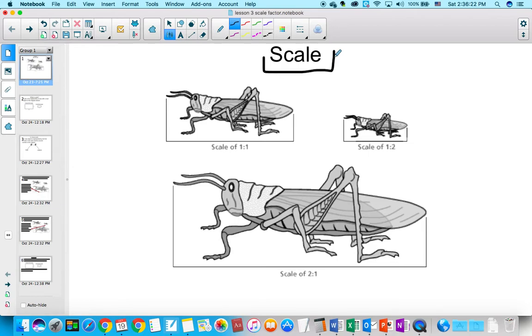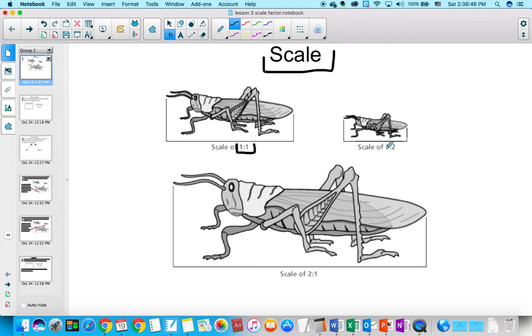So here we have a picture of a grasshopper, and we say that this is a scale of 1 to 1. A scale of 1 to 1 means that the grasshopper we see here and the picture of the grasshopper are the same size. So the picture of the grasshopper is actually this big, and the grasshopper is the same size.